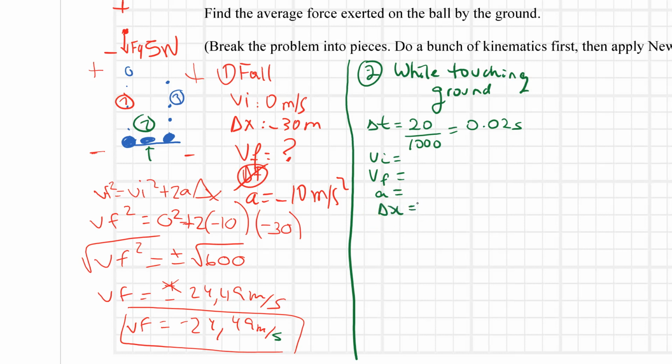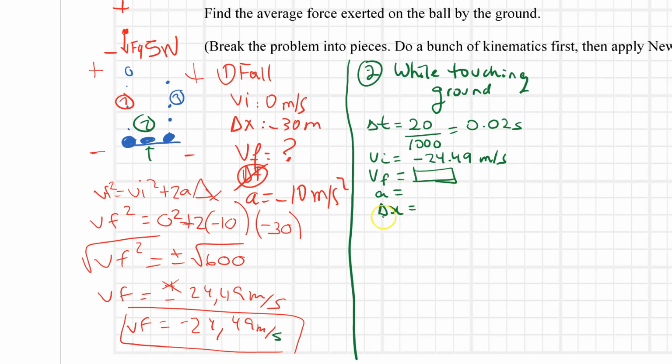Okay, so at the beginning of this period of time, how fast is it going and in which direction? Well, the end of the fall part is actually the beginning of this green while touching the ground. And so to begin with, it's going downwards at 24.49. So I'm going to put this one as negative 24.49 meters per second. At the end of this, it's going up because it's going to bounce. And I don't know how fast it's going to go yet, okay?